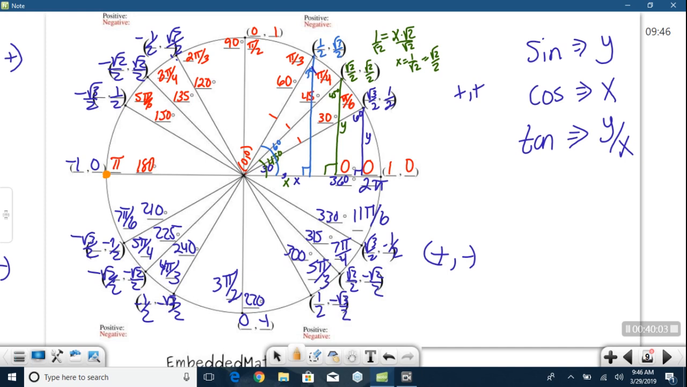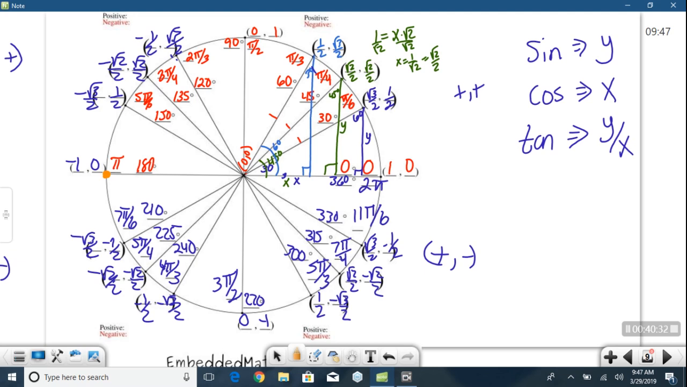How far did it tell me I moved? Which direction? Clockwise, so it's a negative. So I'm going this way. And it moved how far? It moved 7 pi over 4 radians, which is 315. If we start at 0, think of how far 7 pi over 4 radians is. It didn't say I moved to 7 pi over 4. It said I moved that amount.